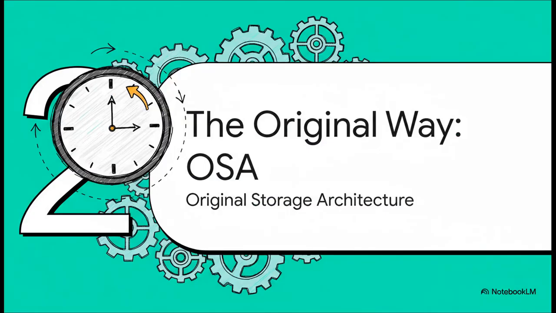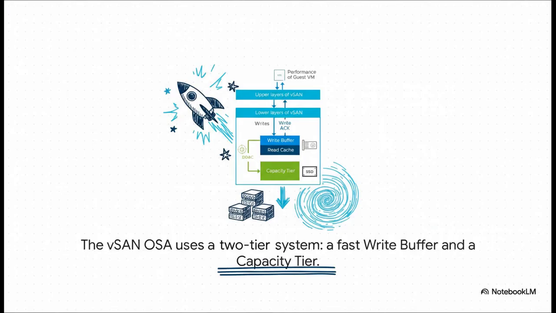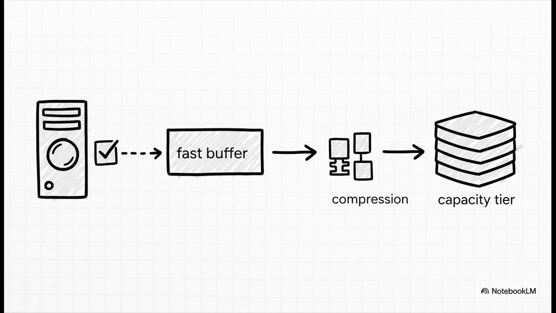Let's start by winding the clock back a bit to vSAN's original storage architecture, or OSA. For years, this was the standard way things were done, and it all comes down to a really specific design. So with OSA, everything is built around this two-tier approach. When your application writes data, bam! It hits this super fast write buffer, which immediately says, got it. This makes everything feel lightning fast to your virtual machine. Then later on, that data gets moved to a slower but much bigger capacity tier. And that later on part, that's where the magic and the trade-offs really happen.